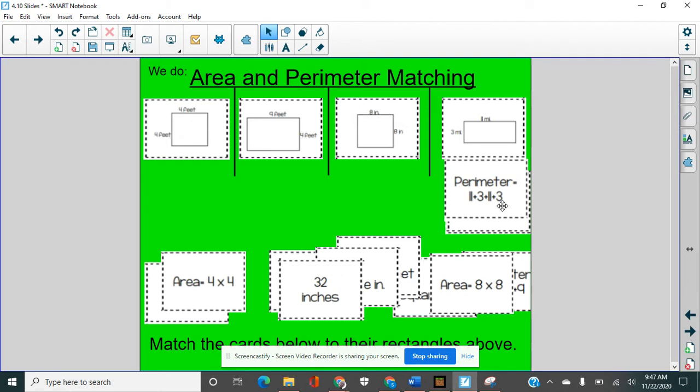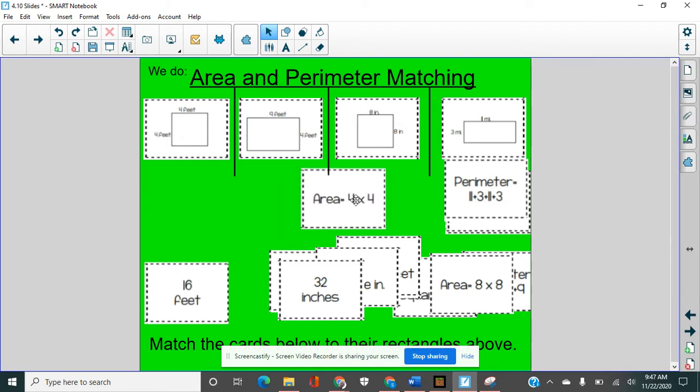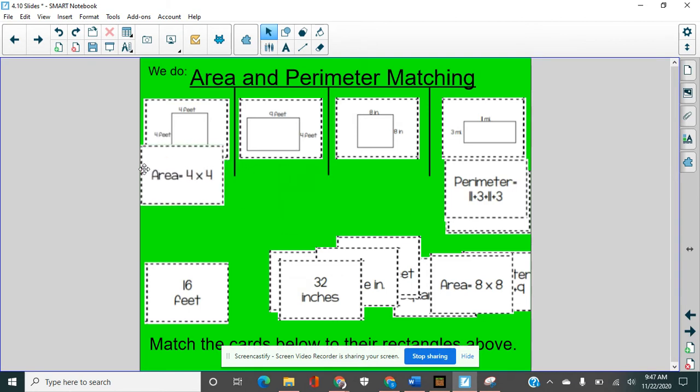All right, another one. Let's try to get one that doesn't go with that. This one doesn't go with that one. Area equals 4 times 4. Does that go with the first rectangle, the second, or the third? Goes with the first, right? 4 times 4 to get the area of this one.